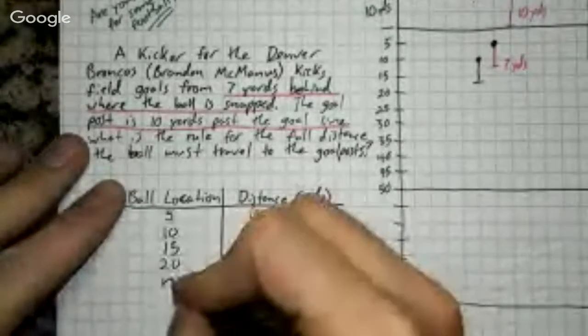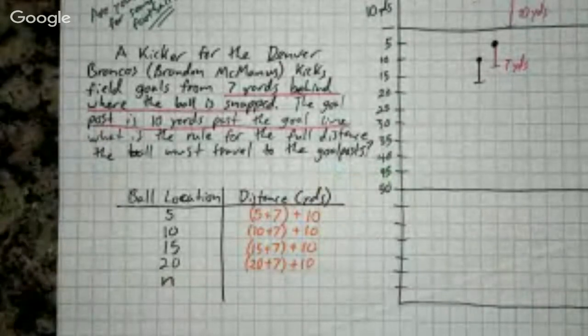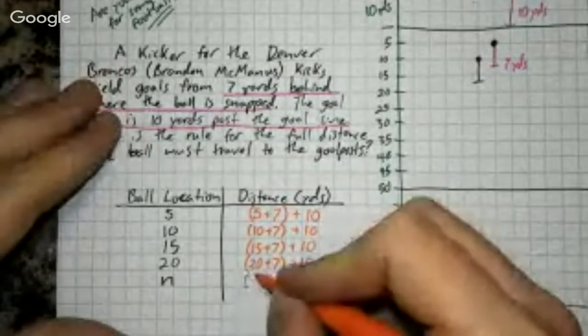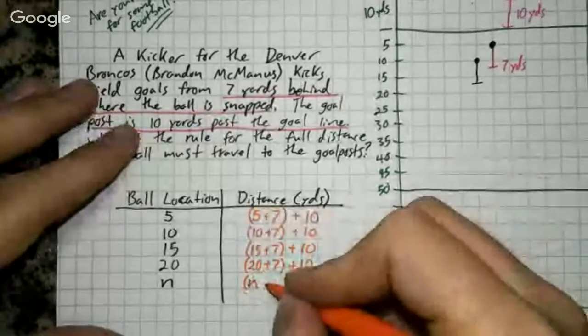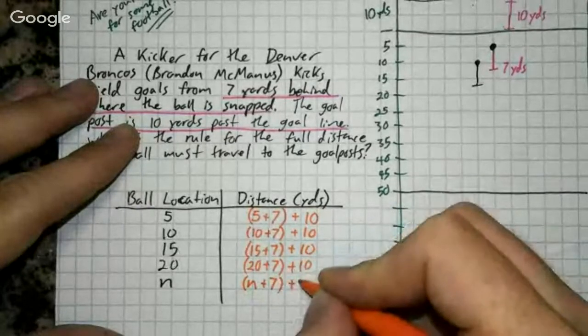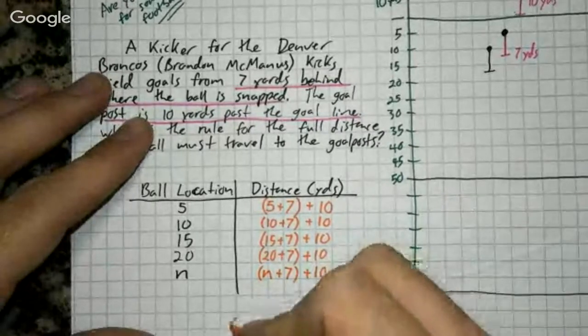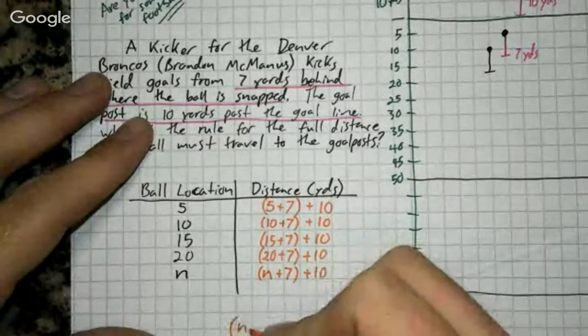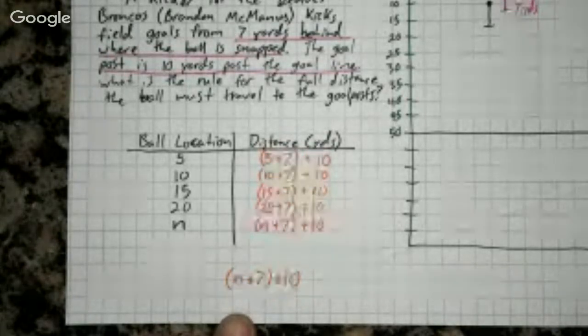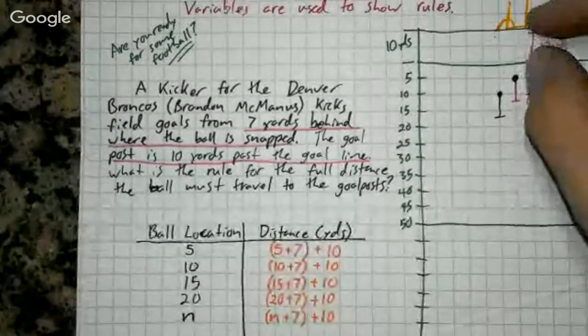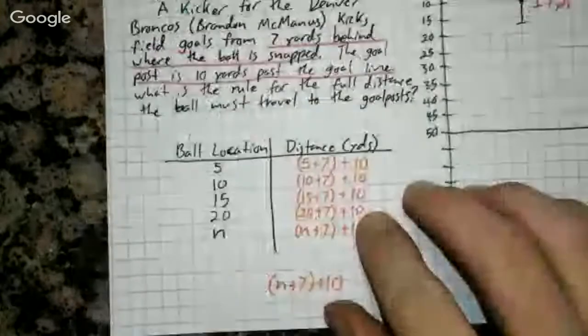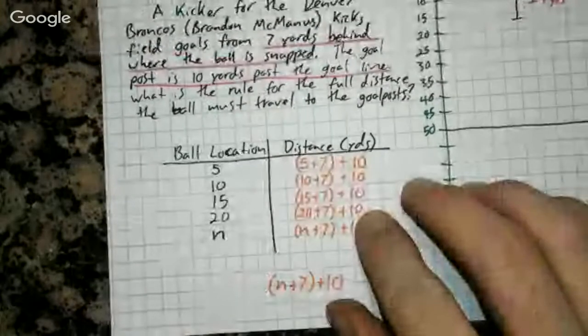So my next one, I'm going to say n. For any location, no matter where he is, what's the rule we can use? Well, 5, 10, 15, 20, that's the variable distance. So we're going to put n, and then we'll put in our constants. So our rule is going to be n plus 7 plus 10. That's going to be our rule for how far the ball must travel: any distance plus 7 that he steps back plus 10 that has to go past the goal, all the way to the goalposts. All right, so that's one of them right there.